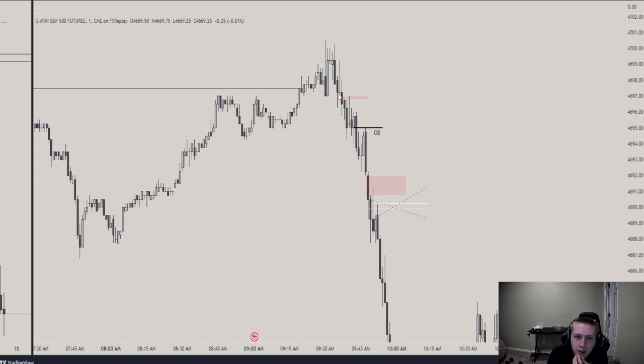The fact that we have this wick here, and then we deliver a fair value gap here, and we come back up, that's why this ends up going. We don't need to go higher. And then we also have that breaker. And then we displace lower.